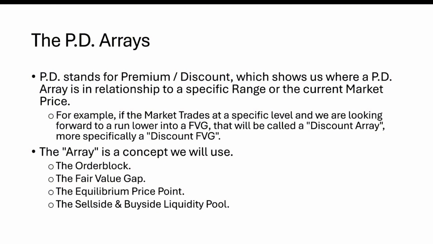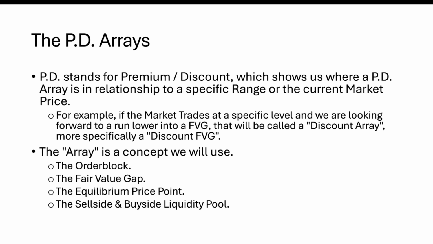So if the market trades higher, which can be in relationship to a dealing range, or it can be in relationship with the time of when we're looking for the market to do a specific thing. For example, if we see the 9:30 opening price and the market is lower and we're looking forward for a discount run, we're going to look for something which is below the opening price. And if below the opening price there is going to be a discount fair value gap, then that is indeed going to be called a discount fair value gap.